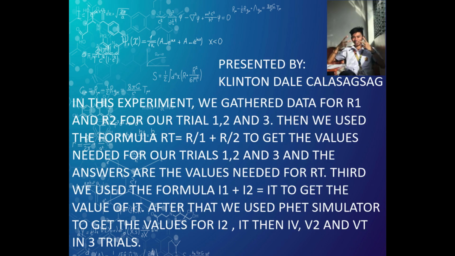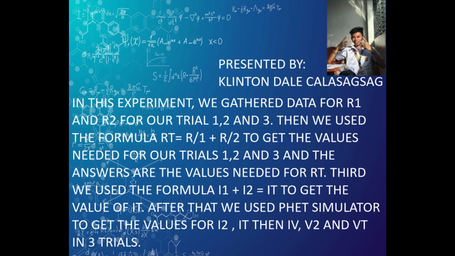In this experiment, we gathered data for R1 and R2 for our trials 1, 2, and 3. Then we used the formula RT equals R1 plus R2 to get the values needed for RT in trials 1, 2, and 3.